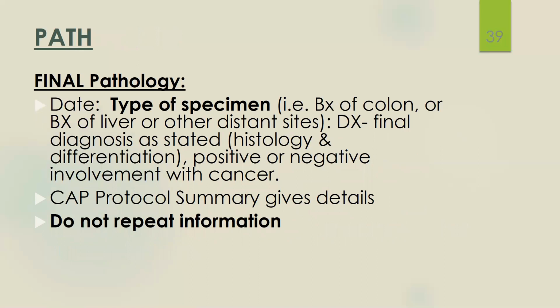And the path report is pretty self-explanatory, making sure you include a date and the type of the specimen that you have, and then give us the final diagnosis. Make sure you have the addendums, make sure you have the CAP summary. If part of the information is in the final and clearly a lot more information is in the CAP protocol, you do not need to repeat information. You just have to put it in the path section once.